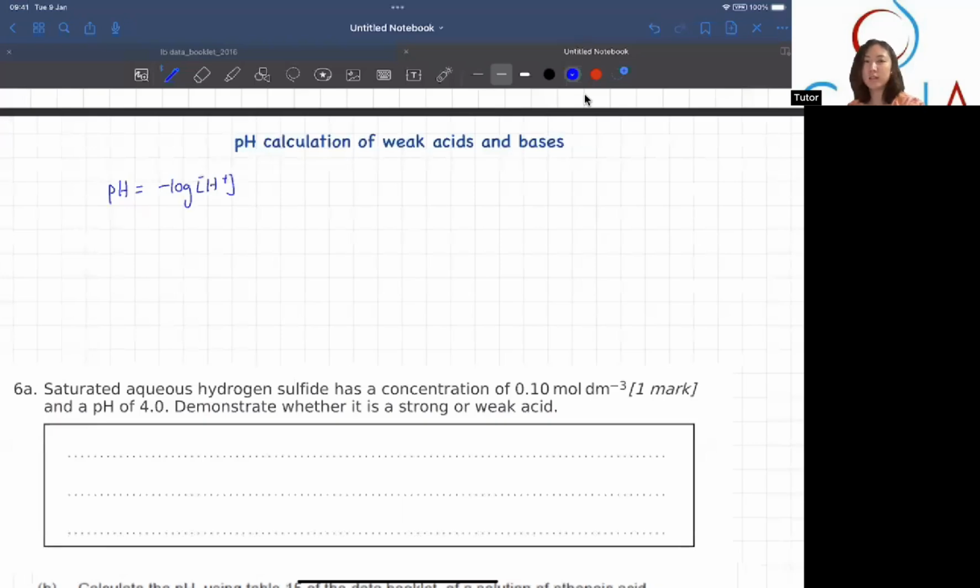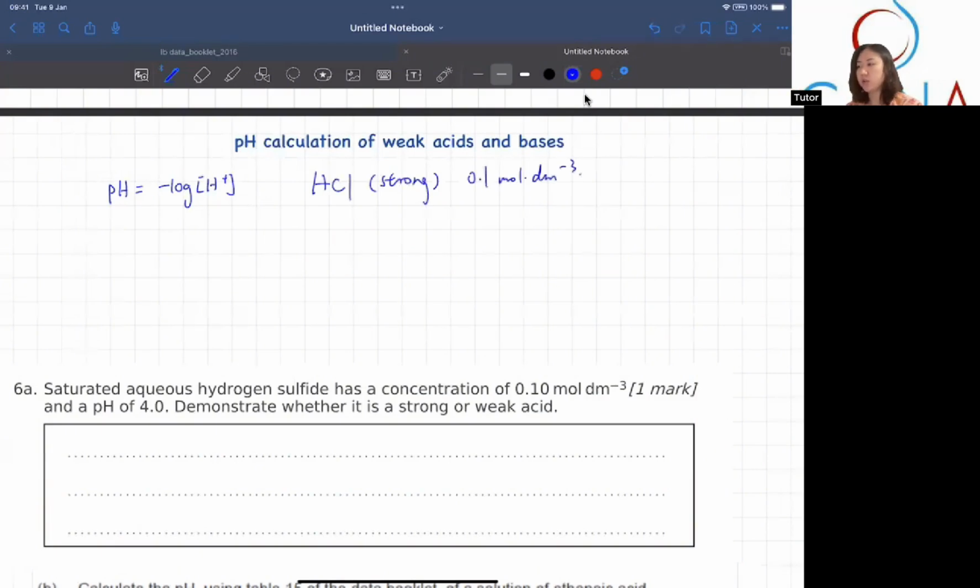Hello, everyone. Today, let's try out some exam-style questions related to pH calculation of weak acids and bases. Talking about pH calculation, everybody knows that we usually use this formula: pH is equal to minus log the concentration of the hydrogen ion. So for example, if I have hydrochloric acid, which is a strong acid, of concentration 0.1 mol dm^-3.